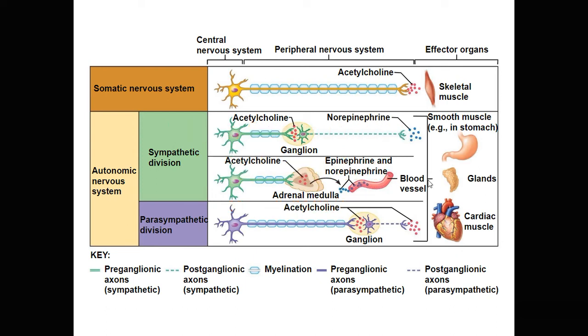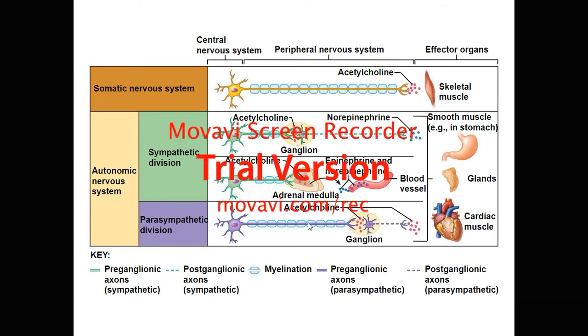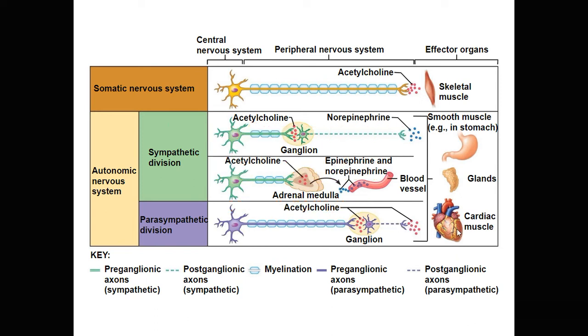All right, and then you have the parasympathetic division. This is the preganglionic axon right here. You see acetylcholine in the synapse, and then the postganglionic axon. Also, you see acetylcholine, and you see cardiac muscle is the effector organ.